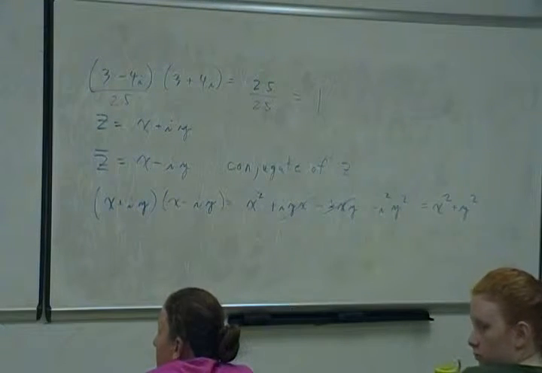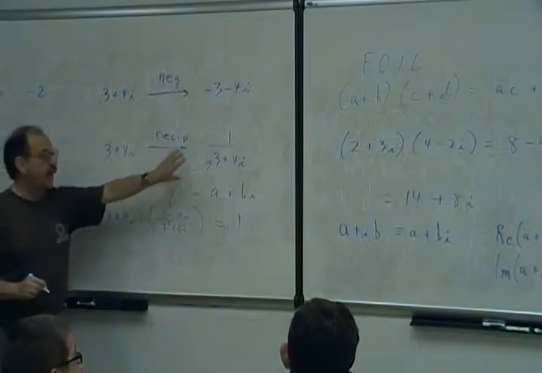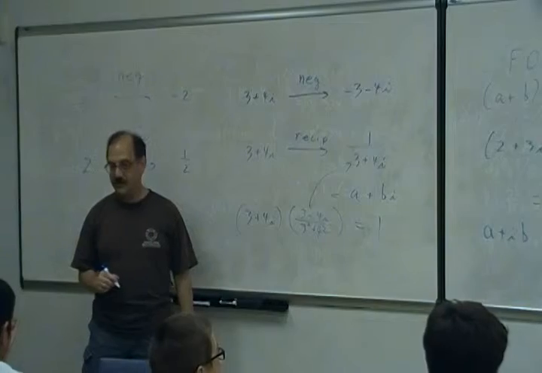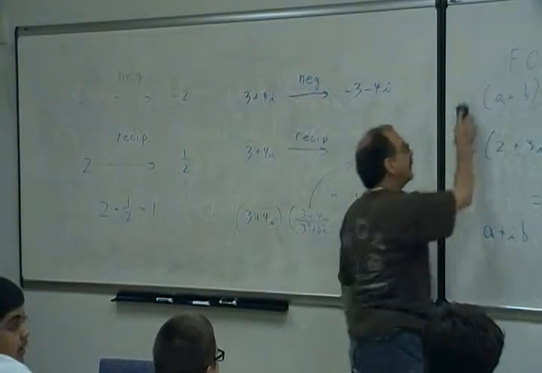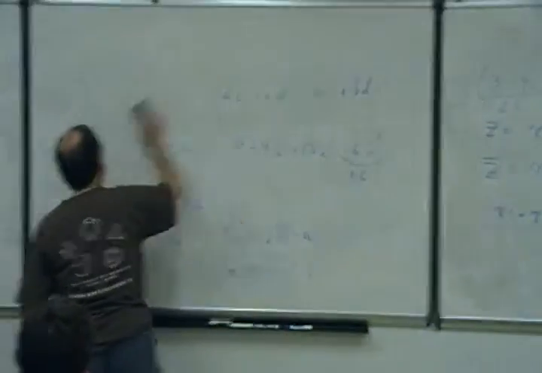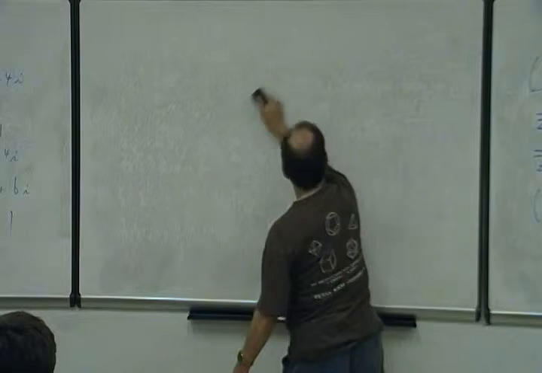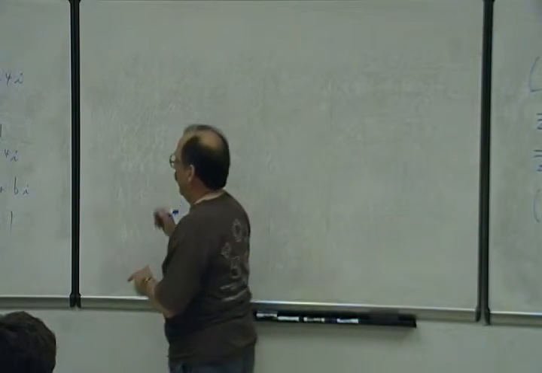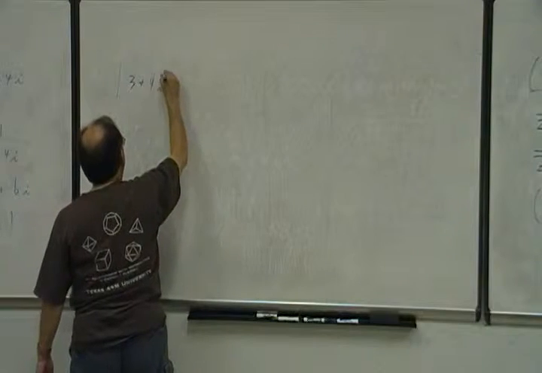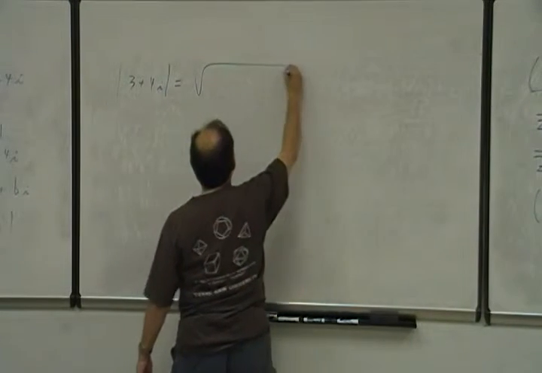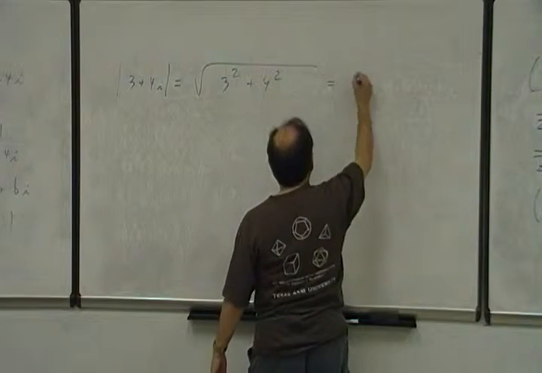Okay? So you ask me, what is the conjugate used for? It's used for finding reciprocals. And there's another number that has to be defined in order to get it. The absolute value of 3 plus 4i is the square root of 3 squared plus 4 squared, which is 5.